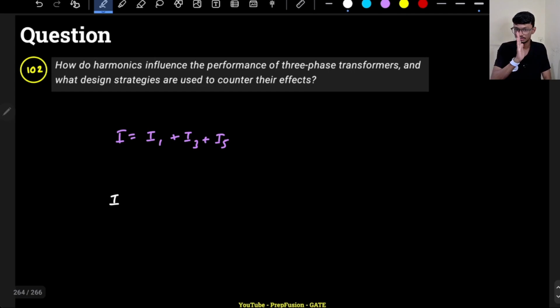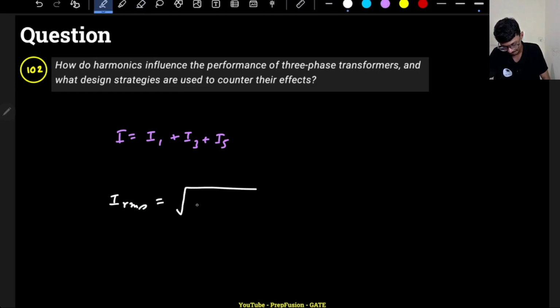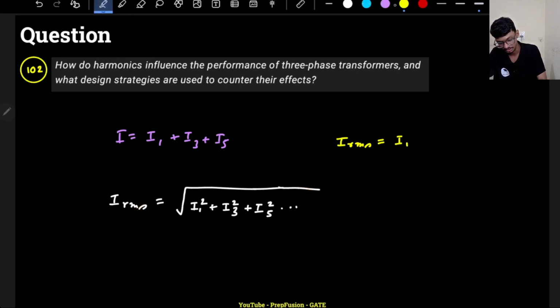So all these are different frequency components. So RMS values will simply be squared and square rooted. So it will be I1 RMS whole square plus I3 RMS whole square plus I5 RMS whole square and so on. Okay. So again, your current IRMS is increasing, right? Previously, your IRMS was supposed to be I1 only. Now your IRMS is a combination of all this, so it will only increase.